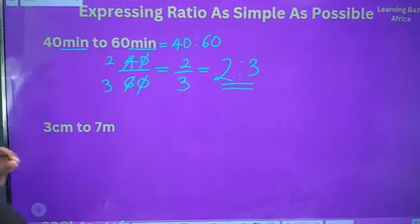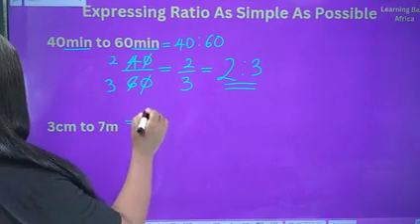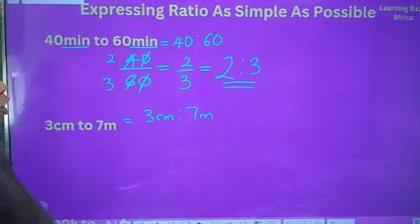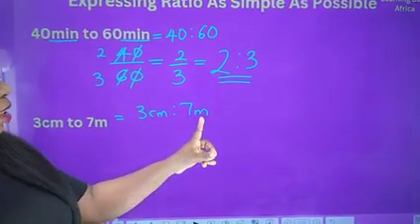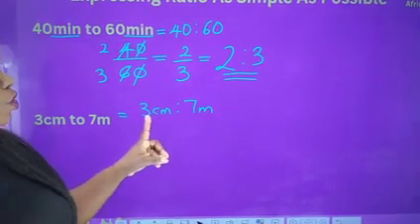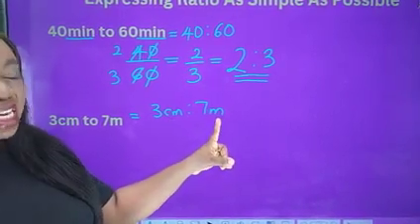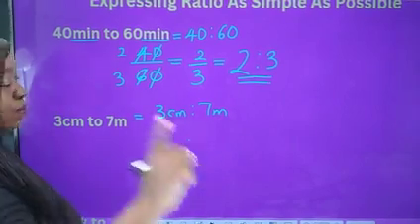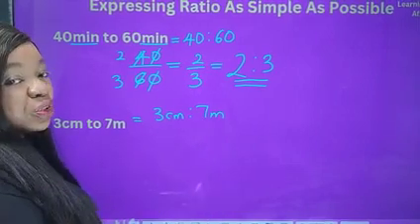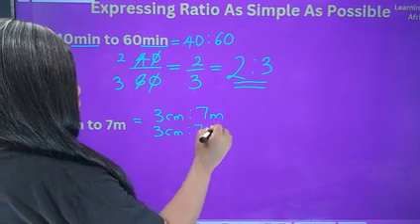2:3. Now, the next one is 3 centimeters to 7 meters. So we will be having 3 centimeters ratio 7 meters. So what you're going to do is to convert the larger quantity to the smaller quantity. Centimeters is smaller than meters. And you all know, and if you can remember, that 100 centimeters make 1 meter. So if 100 centimeters make 1 meter, how many centimeters make 7 meters? That will be 700 centimeters. So that will be 3 centimeters is to 700 centimeters.